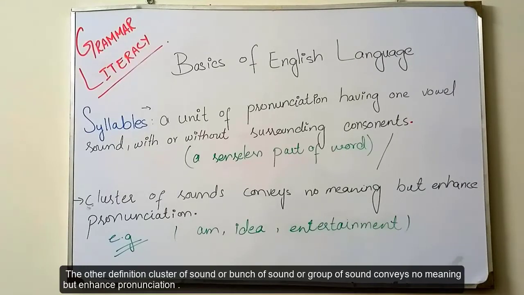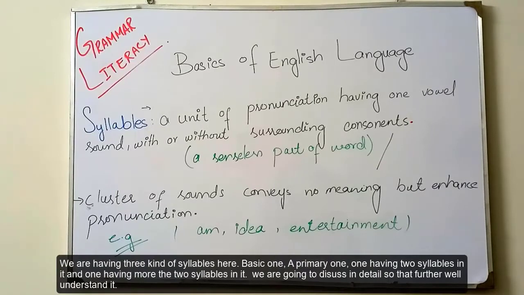The other definition: a cluster of sounds, a bunch of sounds, a group of sounds that conveys no meaning but enhances the pronunciation. So we have three kinds of syllables here. One is a basic, primary one, one has two syllables in it, and one has more than two syllables in it. We are going to discuss them in detail so that we will understand further.